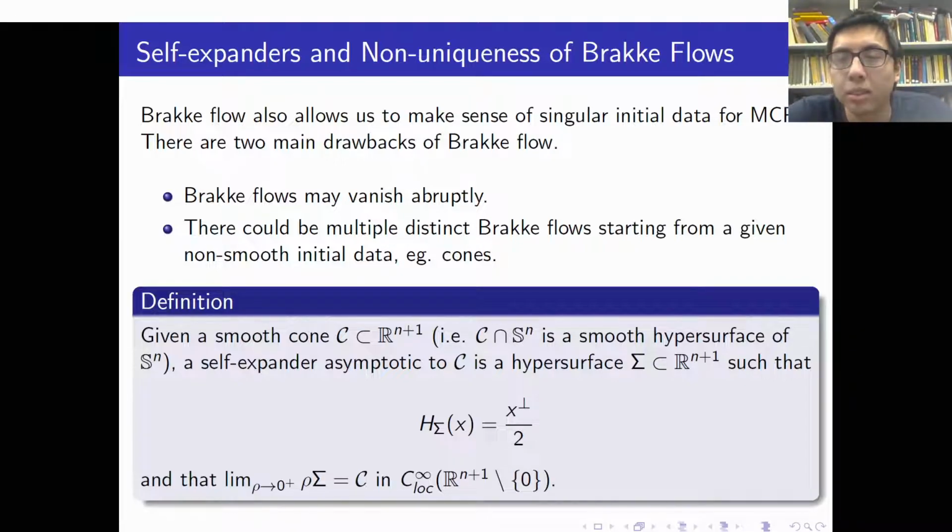You certainly cannot expect even more regular convergence. Now, in our case, we are given a cone first, and then we find a self-expander asymptotic to the given cone. So in that case, because the cone is smooth, you can use your standard Schauder theory to deduce the regularity of the self-expander. Okay.